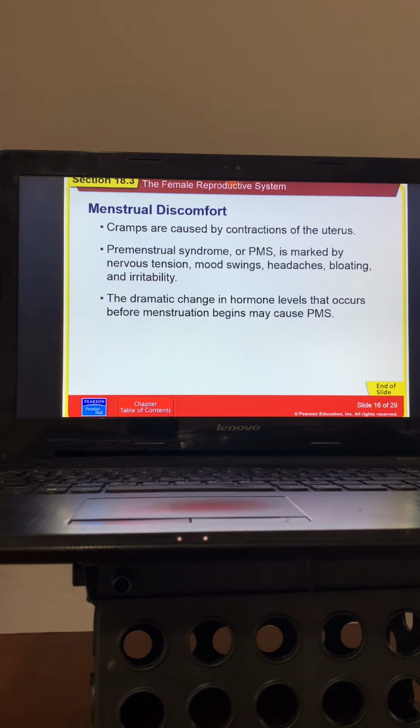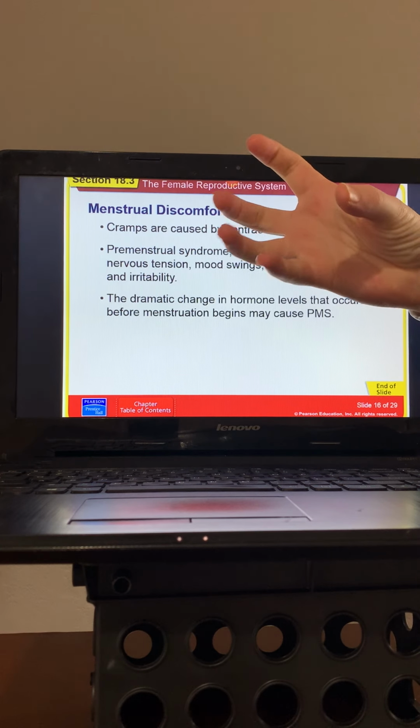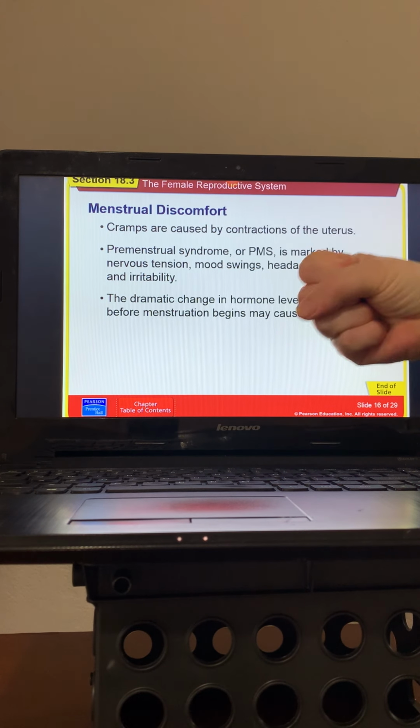So when females have their menstrual cycle, they can have cramps. And if you're a female watching this, you might say, oh yeah, I have cramps, and some females do and some females don't. But cramps are, like I said, contractions of the uterus, so that uterus is squeezing in on itself to help shed the lining off.